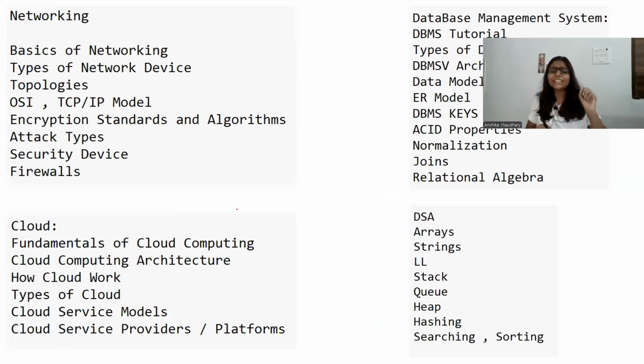Let's bifurcate the syllabus in the technical assessment as well, right? After so much analysis, I have found that these are the particular topics from which Capgemini is asking questions. In the network part: basics of networking, types of network devices, topologies, OSI and TCP/IP model, encryption standards and algorithms, attack types, security devices and firewalls, right? And cloud: fundamentals of cloud computing, what the cloud service providers are, cloud service models, types of clouds, how cloud works, cloud computing architecture, and so on.